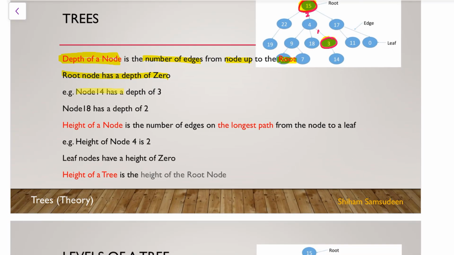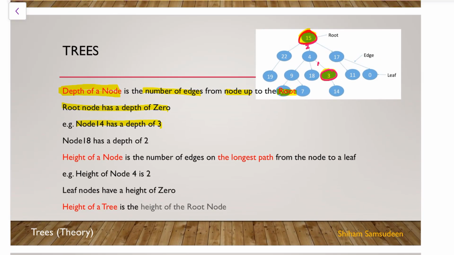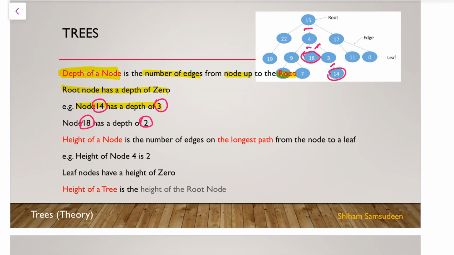Okay, so node 14 has a depth of 3. If you take 14, let me quickly erase this. If you look at 14, you have 1, 2 and 3 edges. So because of that the depth is 3 for 14. Right? Node 18 has a depth of 2. Let's see. Node 18 is this guy. So we have 1 edge, 2 edges, right? So that is why the depth is 2.